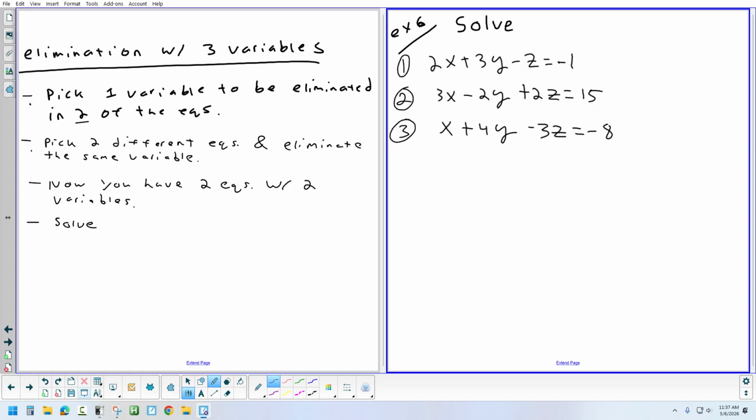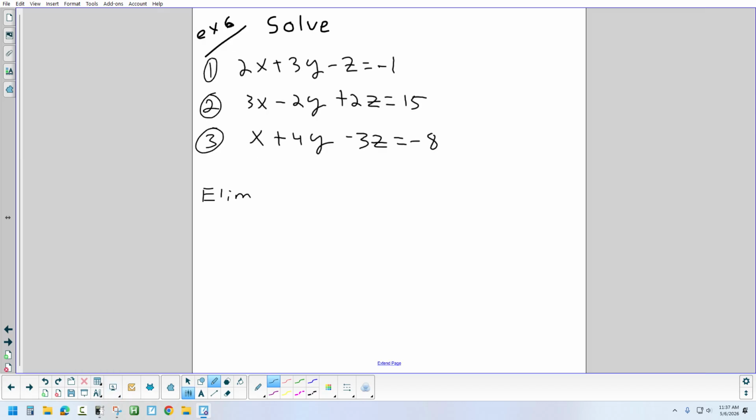So let's write down what we're going to do. We're going to eliminate x in equations 1 and 3. Since I don't have enough space to do the work up there, I'm going to copy them down. 2x plus 3y minus z equals negative 1. x plus 4y minus 3z equals negative 8.